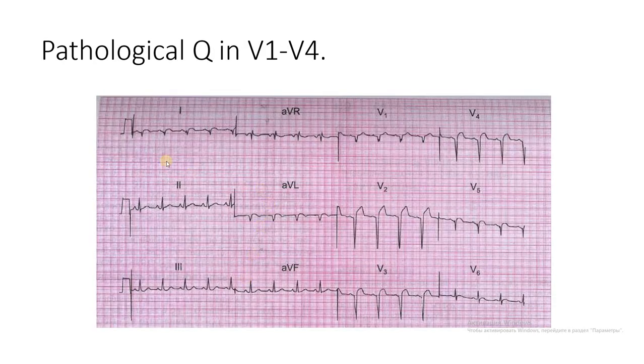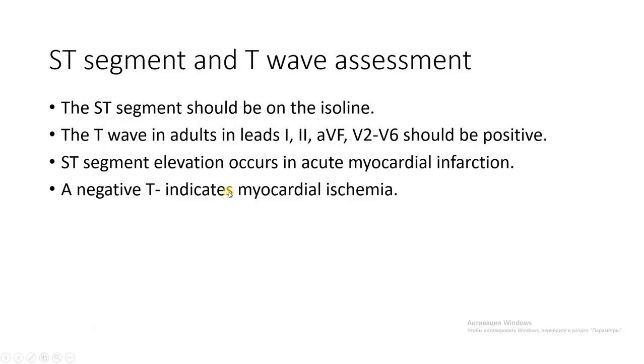Next one, pathological Q waves we can see here in V1, V2, V3, V4 and even V5. In the first lead and AVL we can also see pathological Q waves. This means the patient has myocardial infarction. And here we can see ST elevations, which means this is acute myocardial infarction.